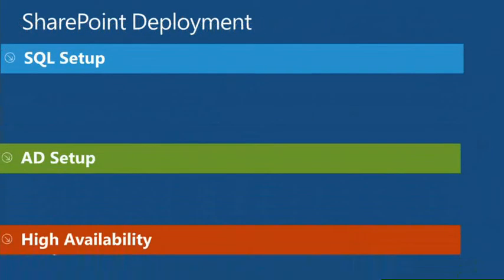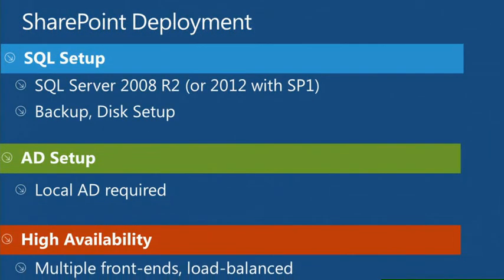And so for SharePoint, it ends up being that same point that I mentioned: SQL Server 2008 R2, or 2012 if you're using SP1 of SharePoint. For backup, you can use the typical SharePoint backup, SQL backup there. Active Directory setup, we do expect that local AD to be there. SharePoint is very chatty with Active Directory, and so it is probably a good idea to have your read-only DC there in the cloud. And then, of course, for high availability, you do want to put multiple front ends, and you want them to be load balanced across an availability set as well.